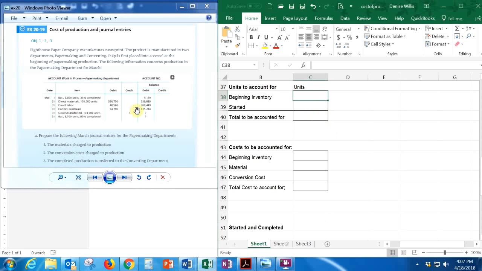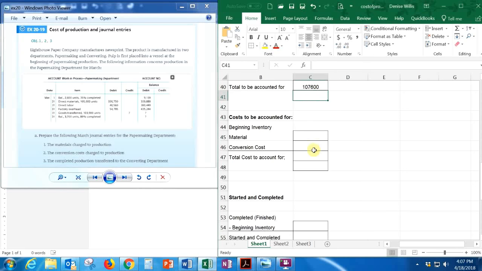Beginning inventory. It says we have 2,600 units, so we're going to put 2,600 units. How many did we start during the period? 105,000. So all together, with what we had to begin with and what we started, we are going to have to account for the sum of those two numbers. And of course, sum didn't want to work for me. Let's just do this: equals that plus that. Okay, and now we're going to ignore the fact there's a blank box down there that we didn't need.